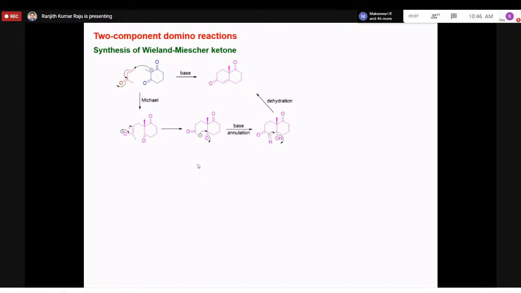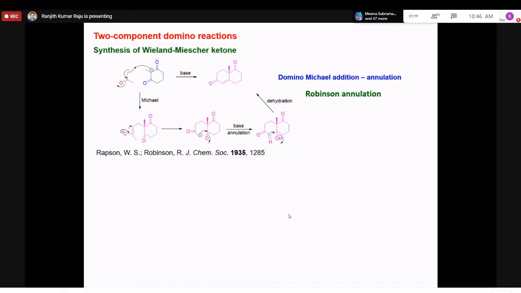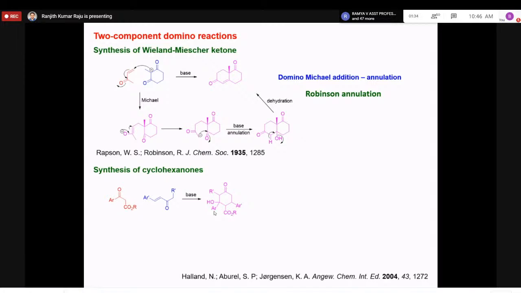So you take only 2 reactants, and you have 1, 2, 3, 4 steps to give the Wieland-Miescher ketone, and this is well known as the Robinson annulation. So here there is a domino Michael addition followed by annulation and dehydration steps, altogether taking place in a single pot. So this reaction was used for the synthesis of cyclohexanones.